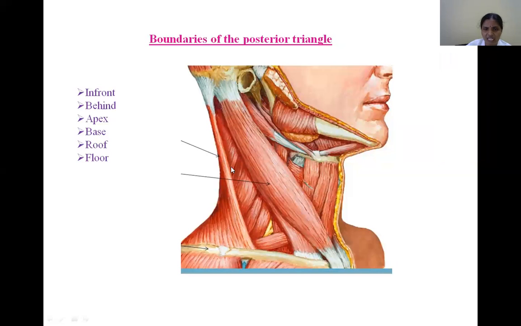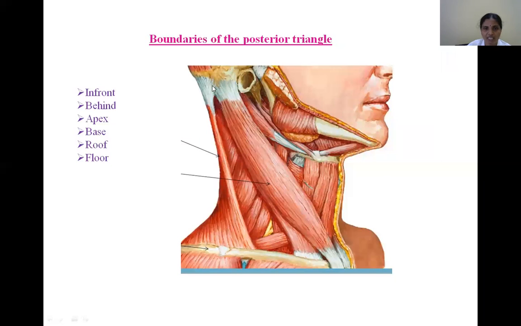So the posterior triangle has boundaries. Exactly this posterior border of the sternocleidomastoid forms the boundary in front, whereas behind it is formed by the anterior border of the trapezius. So between these two boundaries, a triangle is appreciated. So what is this triangle?